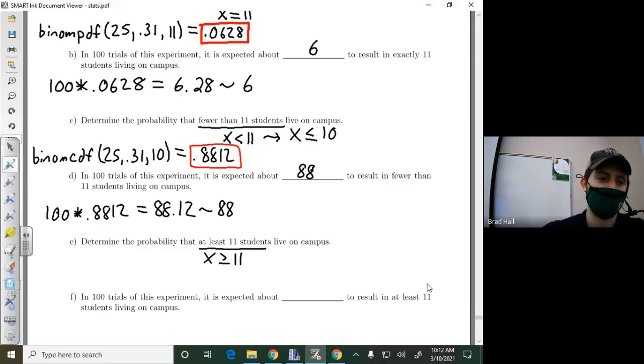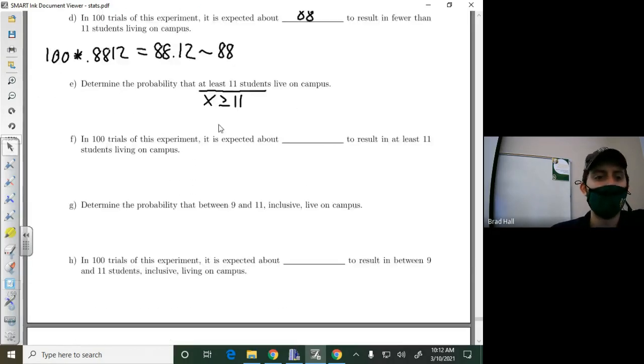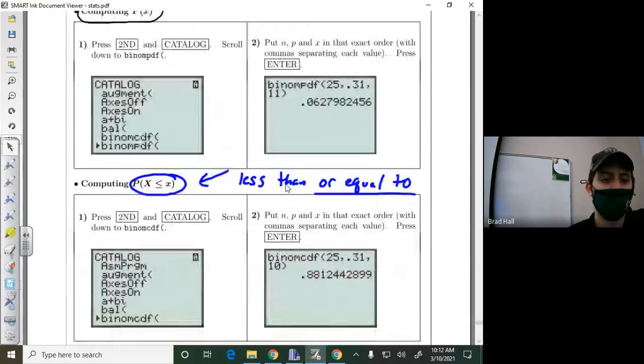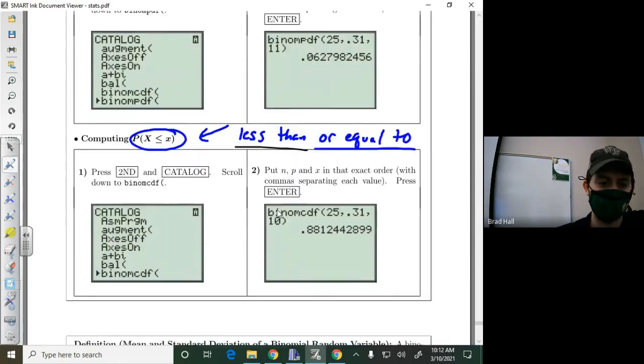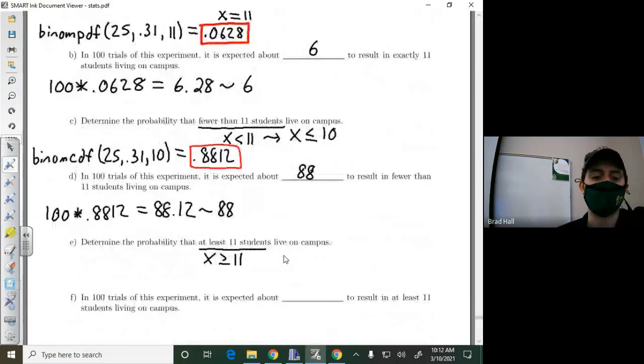Now, the problem here is that the sign's facing the wrong direction. If we scroll down and think about, all right, how do we do this in the calculator? Well, we have the equal to part, but we don't have the less than part. So now that's the problem. We have the equal to sign, now we need the less than sign. And again, there's no other ways this is telling us how to do it. So now it looks like we're stuck. So again, we have to figure out how to rewrite this to make it seem like a less than or equal to inequality.